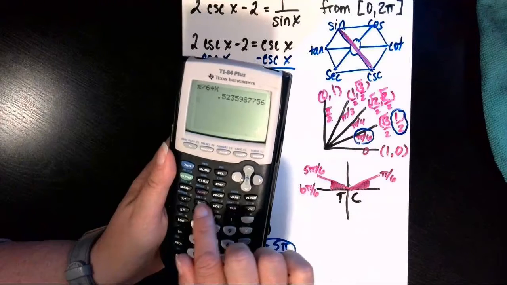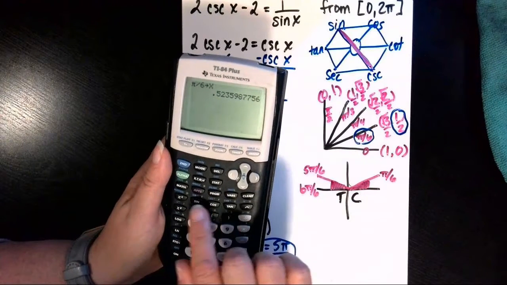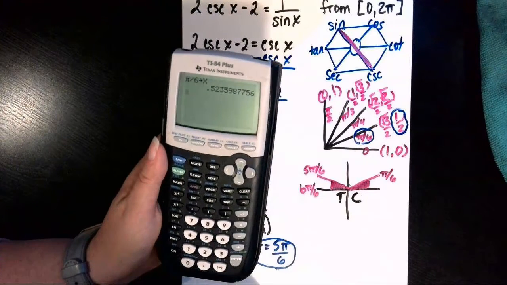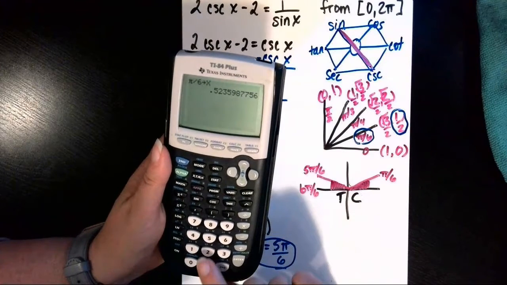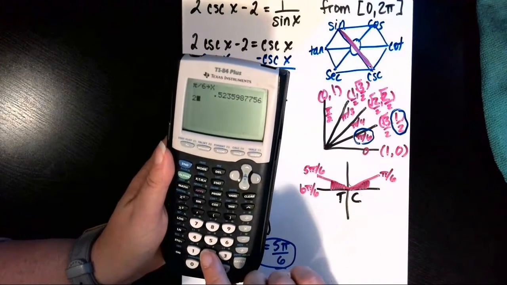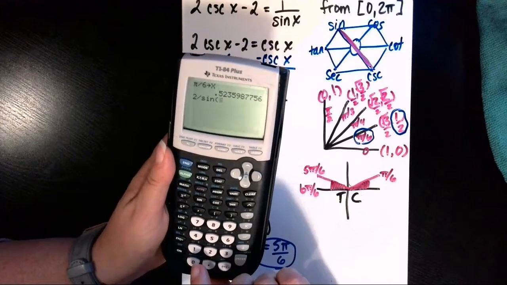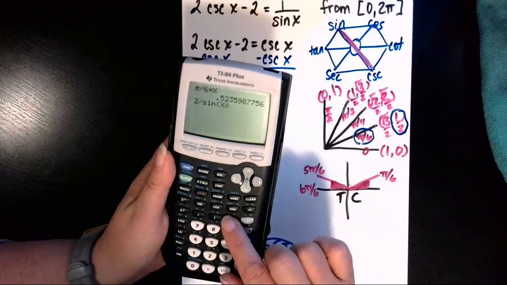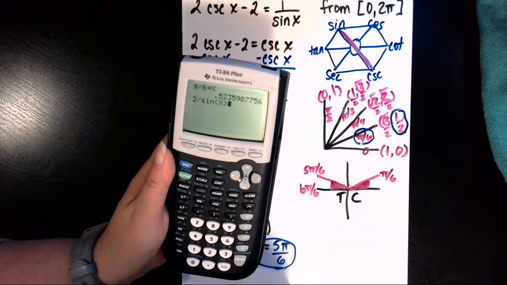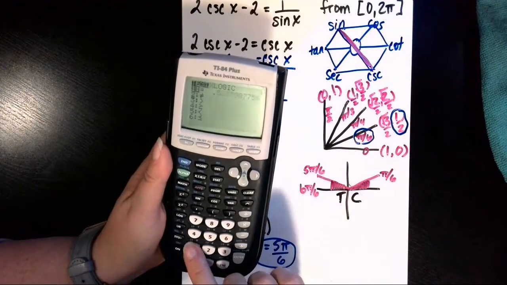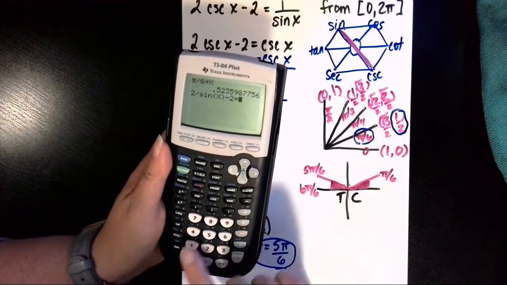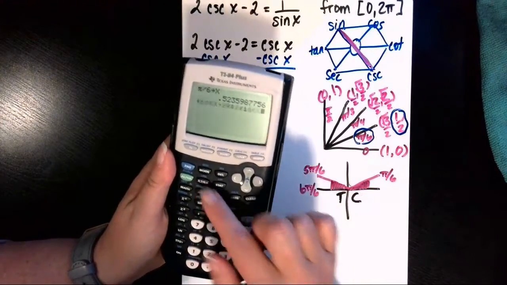There's no cosecant button on the calculator. There's only sine, cosine, and tangent. So we're going to need to use a reciprocal identity to check that cosecant. So we're going to do 2 and then divided by sine of x, because the reciprocal of cosecant is sine. Then minus 2, second math, number 1 to get the equal sign, and then 1 divided by sine of x for the other side.